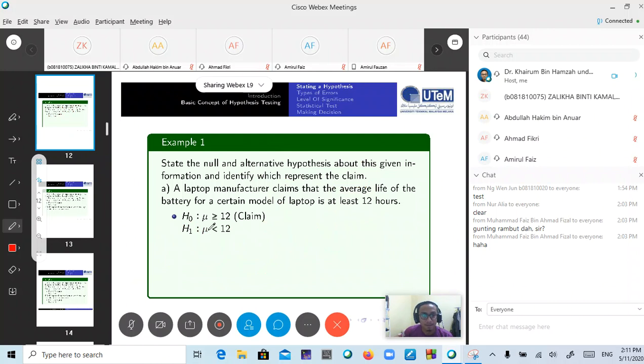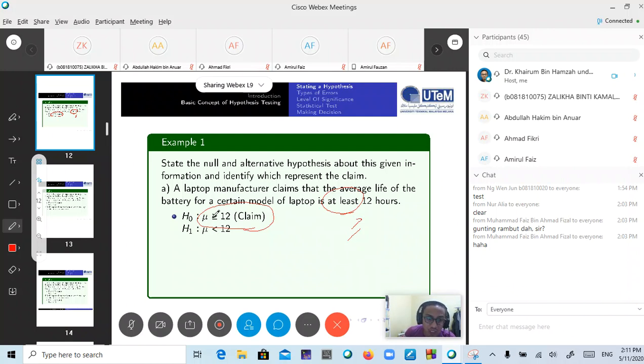Okay, so this one becomes H0 and then the claim is here. Why do we put it at H0? Because we know that H0 only has the equal sign. So kita tengok claim dia adalah at least. At least, the symbol is greater than or equal. So bila dia ada equal, kita akan letak dia dekat H0.